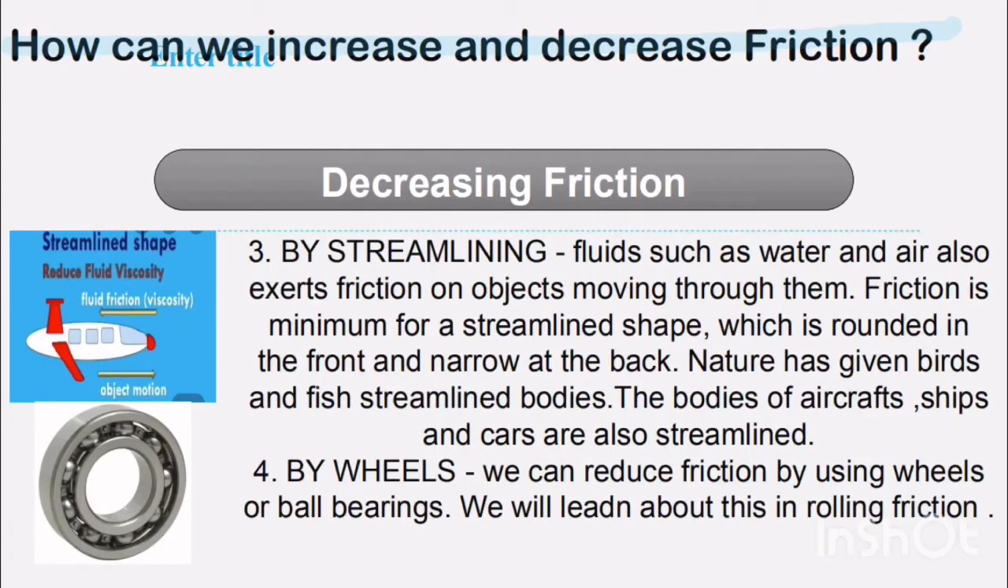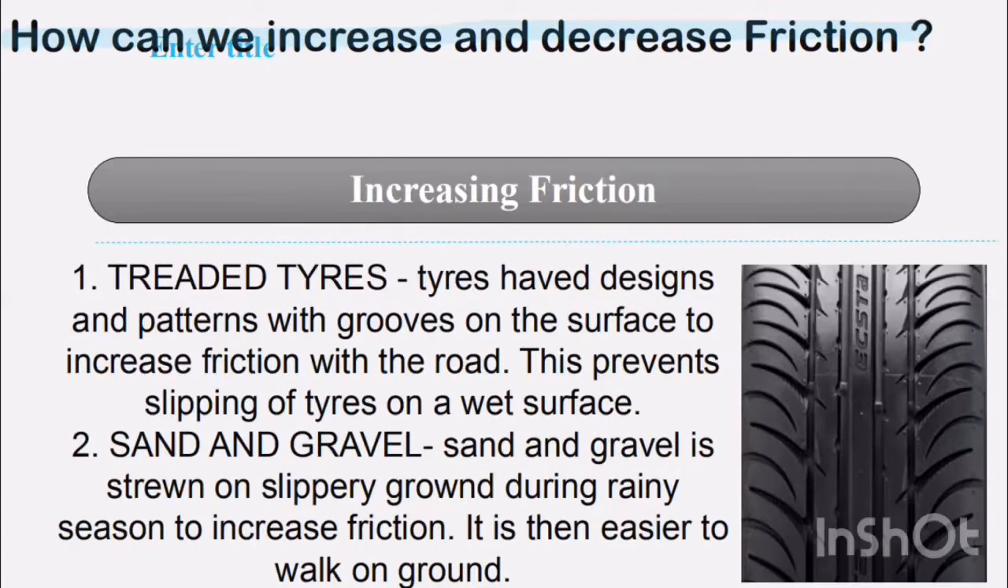Fourth, by wheels. We can reduce friction by using wheels or ball bearings. We will learn about this in rolling friction. Now we'll see how we can increase friction. First, threaded tires. Tires have designs and patterns with grooves on the surface to increase friction with the road. This prevents slipping of tires on a wet surface.